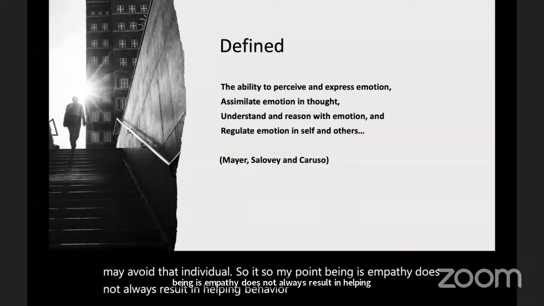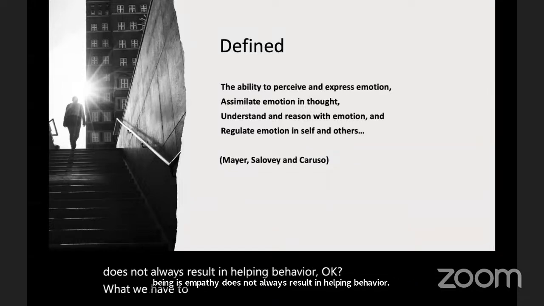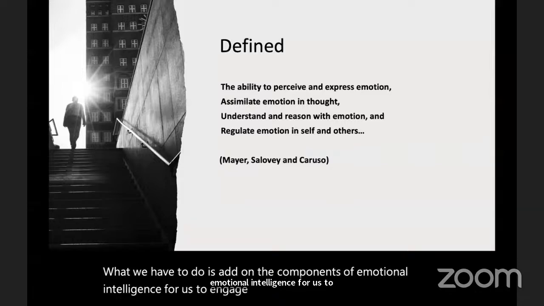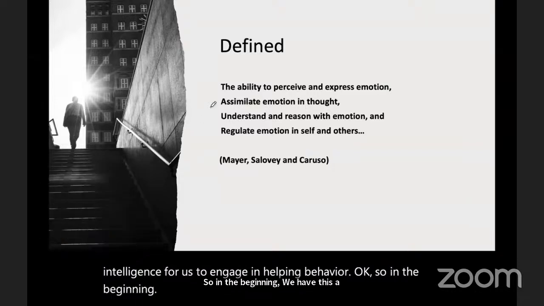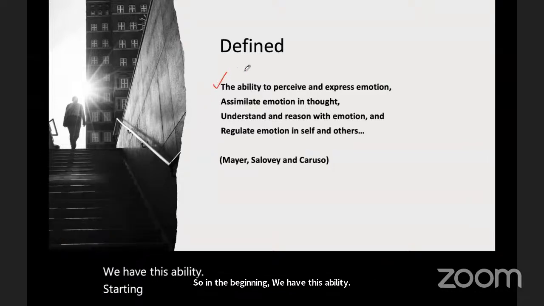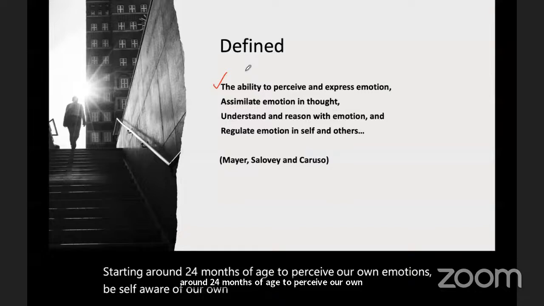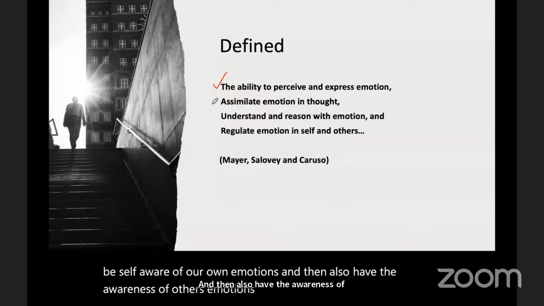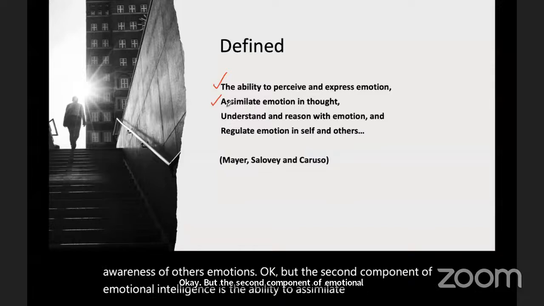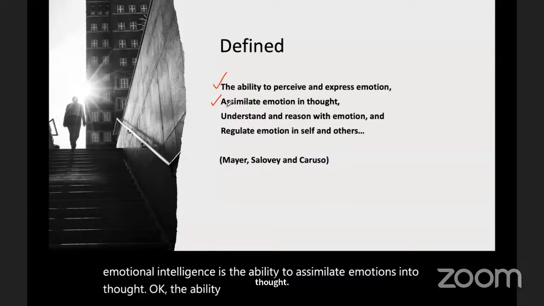Okay. What we have to do is add on the components of emotional intelligence for us to engage in helping behavior. Okay. So in the beginning, we have this ability, starting around 24 months of age, to perceive our own emotions, be self-aware of our own emotions, and then also have the awareness of others' emotions. Okay. But the second component of emotional intelligence is the ability to assimilate emotions into thought. Okay. The ability to understand one's emotional state as it's being expressed.